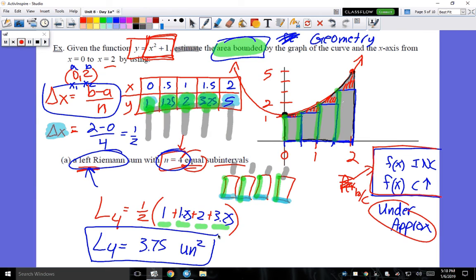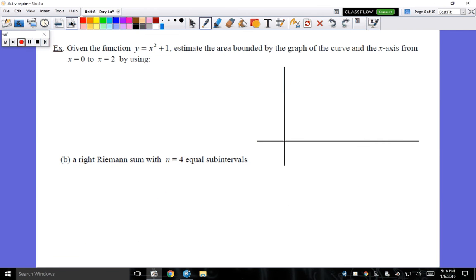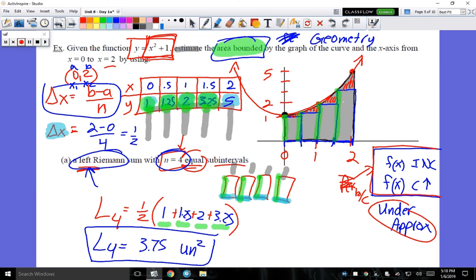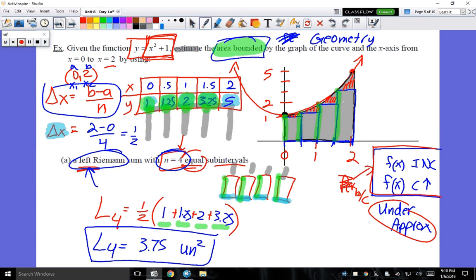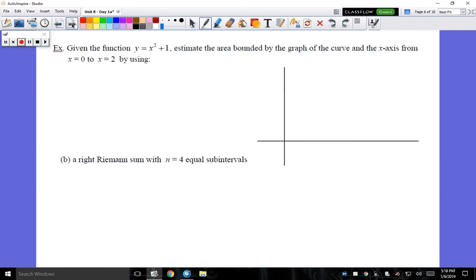All right, so now the next one is right Riemann sums for equal subintervals. We're going to basically go back to this to borrow so we don't have to have the video take so long to watch. And we're going to do, again, 4 right Riemann sums. So let's go ahead and get started. We have right sub 4, and our delta x from b minus a over n doesn't change. We do have 4 equal subintervals, so it's 1/2.